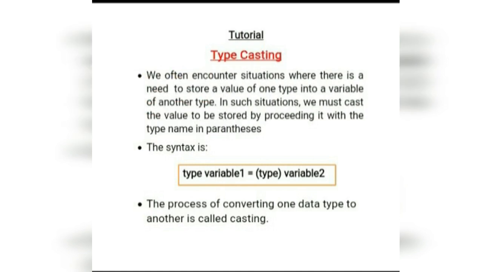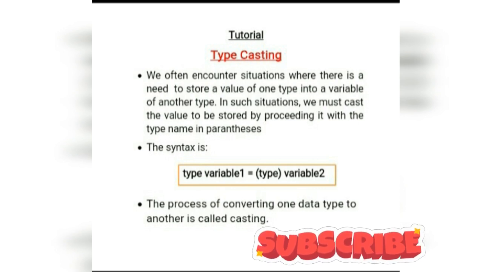So my dear friends, we often encounter situations where there is a need to store a value of one type into a variable of another type. In such situations, we must cast a value to be stored by preceding it with the type name in parentheses, and that is typecasting. Now, what exactly is the syntax?